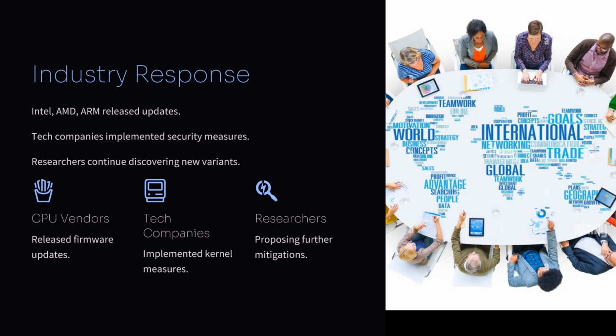Coming to the next slide, industry response. Major tech companies and CPU vendors have taken swift action on this. Intel, AMD, and ARM have released firmware updates. Operating system vendors have applied security features as well, and security researchers continue to monitor and develop new defenses. We can see there are three major divisions, that is CPU vendors, tech companies, and researchers. Despite these efforts, new variants of Spectre and Meltdown continue to emerge, requiring ongoing vigilance.